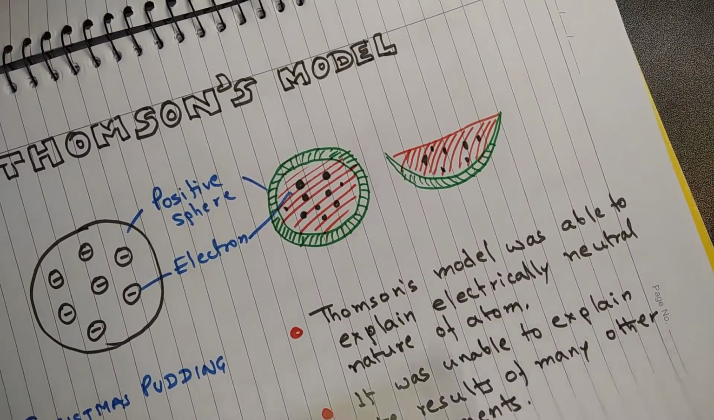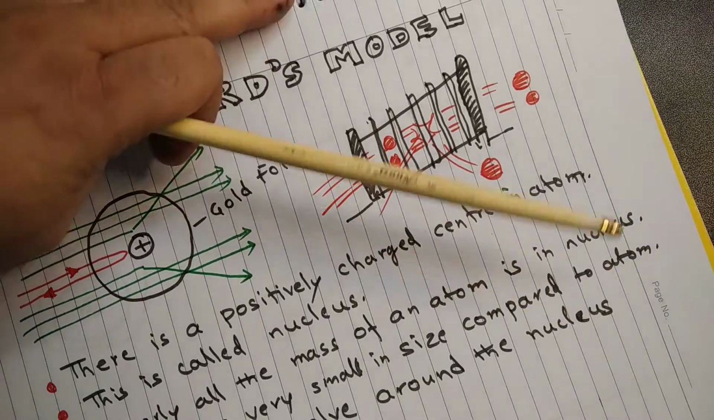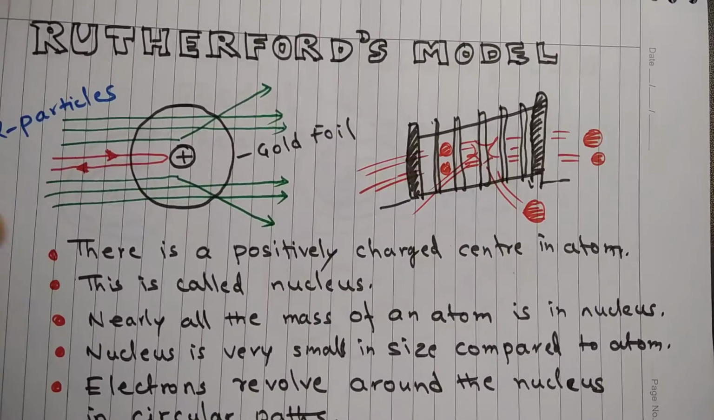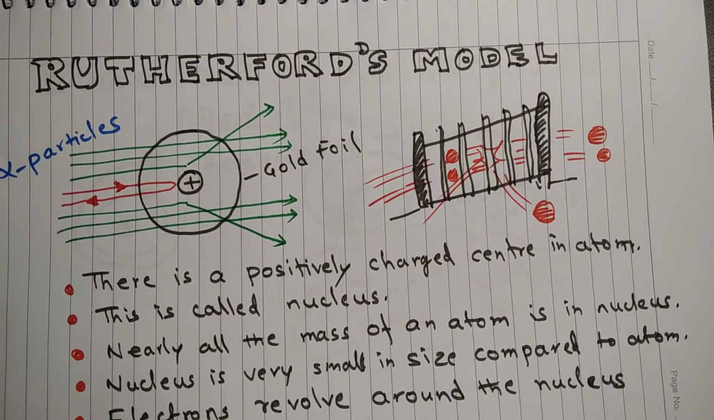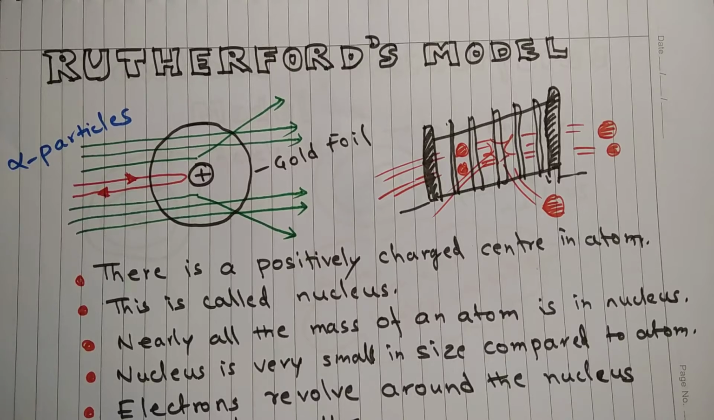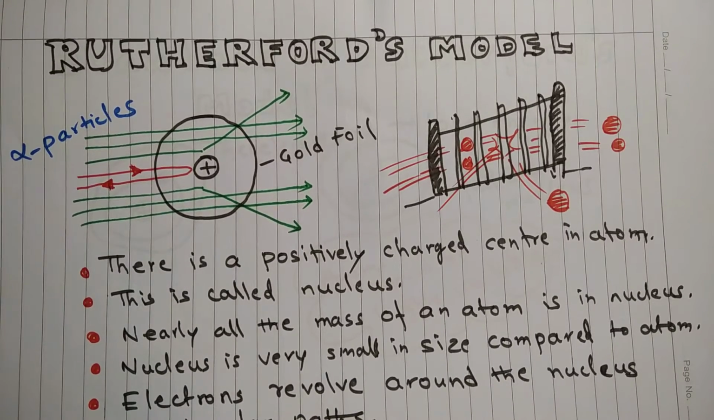Okay, so now after that, what happened? Rutherford conducted an experiment, and his experiment is known as the alpha particle scattering experiment. Rutherford took a thin foil of gold. Gold was selected because the thinnest possible foil can be made from gold. It was around 200 atoms thick, and he bombarded the gold foil with alpha particles.